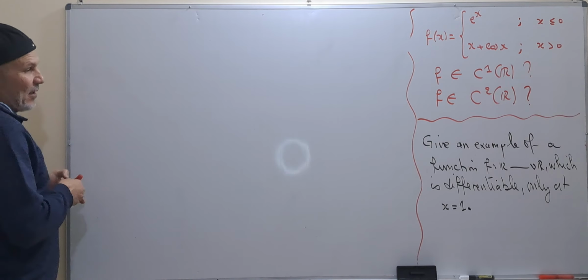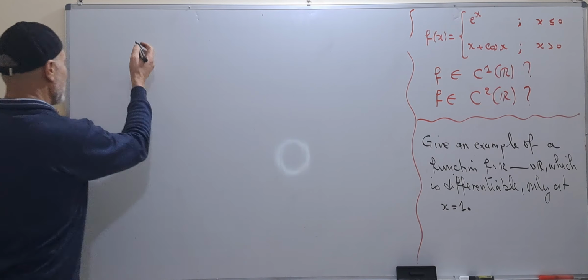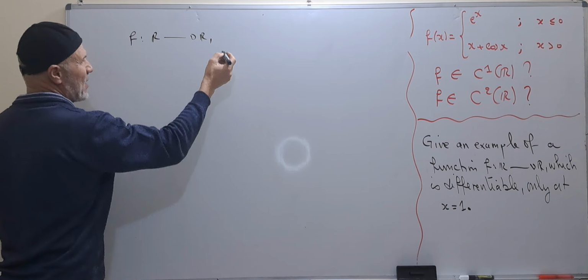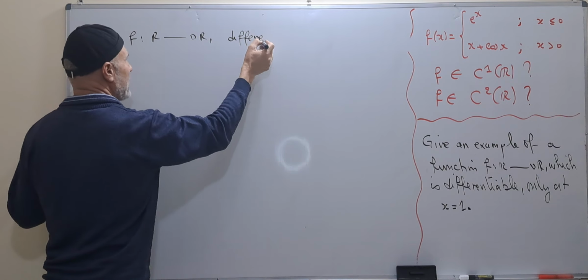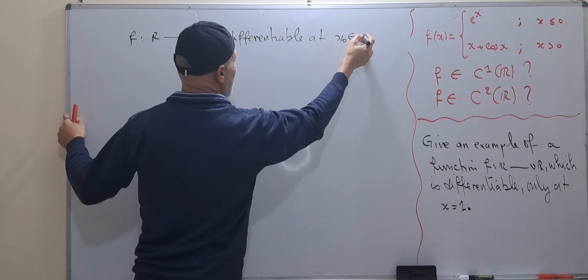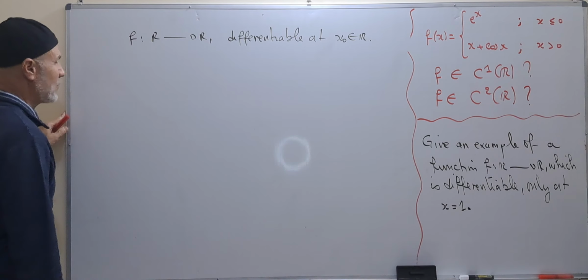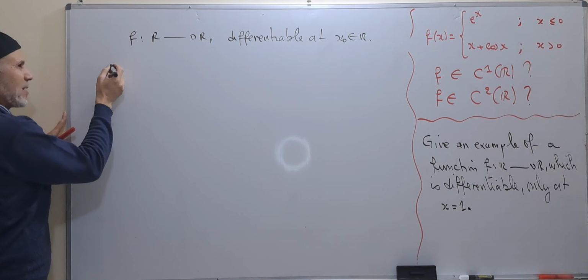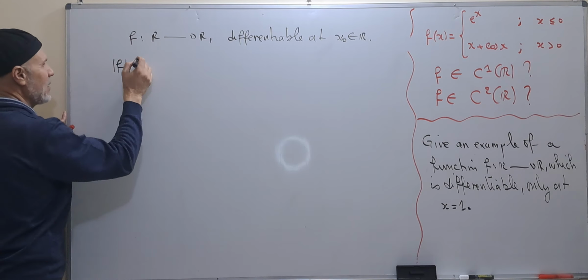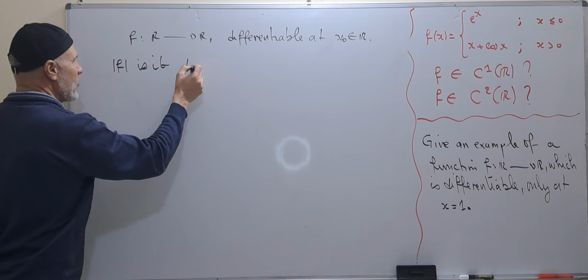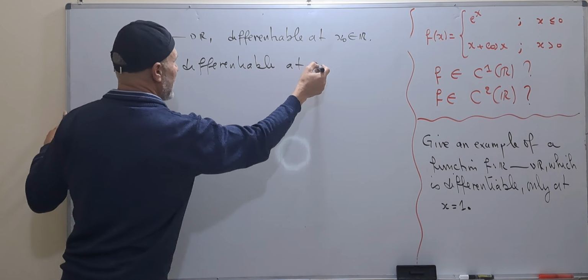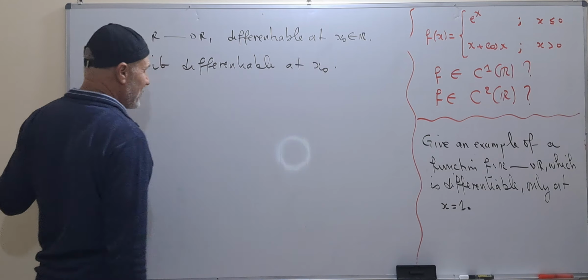Let f be a function defined from R into R, which is differentiable at a point x0 in R. What can we say about the absolute value of f? Is it differentiable at x0, the same point?